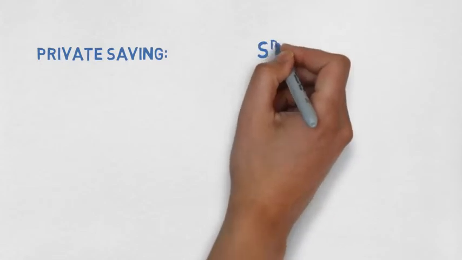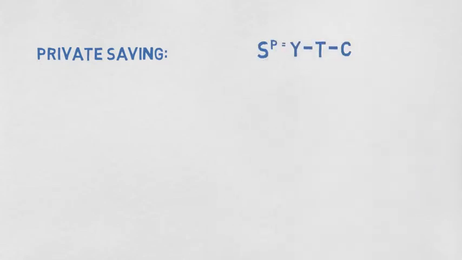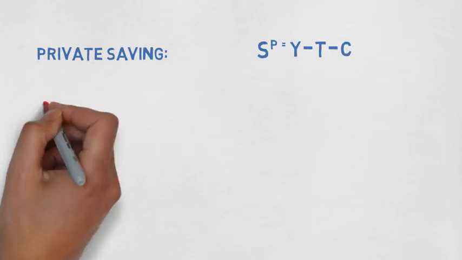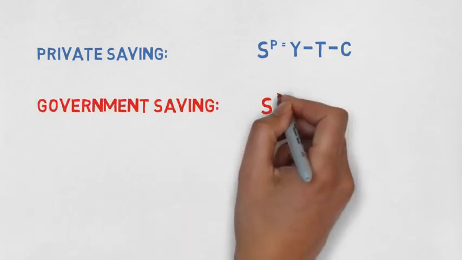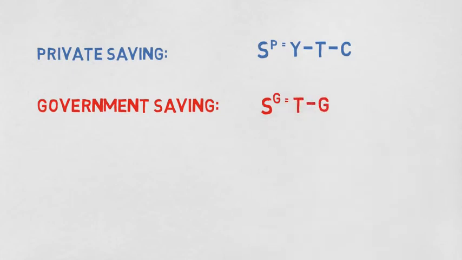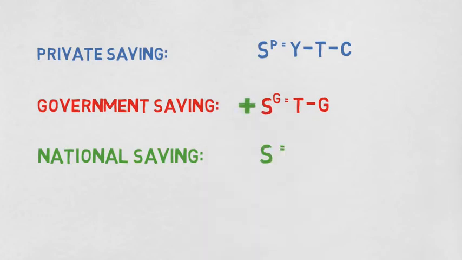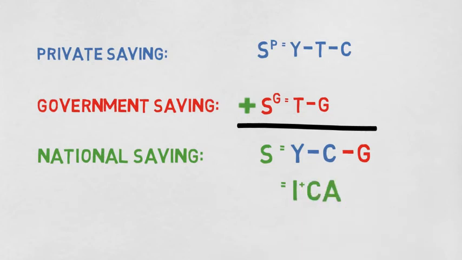There are two types of saving, private and government saving. Private saving is the part of disposable income that is saved instead of consumed, and this is given by SP equals income minus taxes minus consumption. Government saving SG is equal to taxes minus government spending. National saving S is the sum of these two types of saving, and so is equal to Y minus C minus G. From our equation for income in an open economy, this is equal to I plus CA.